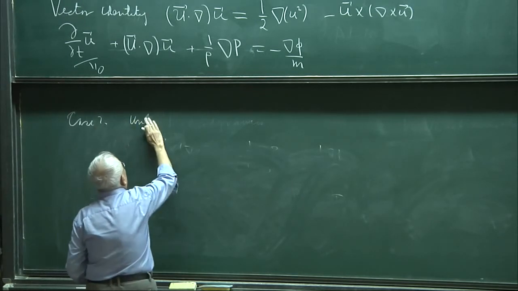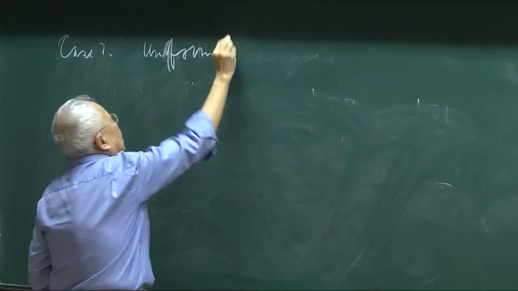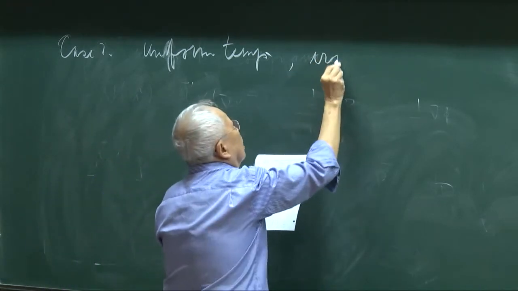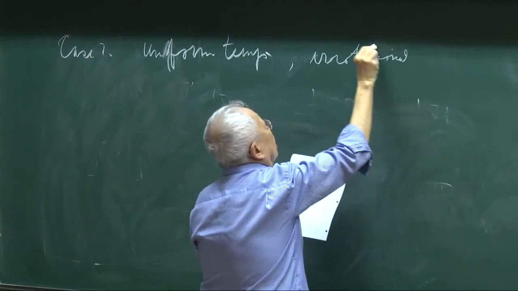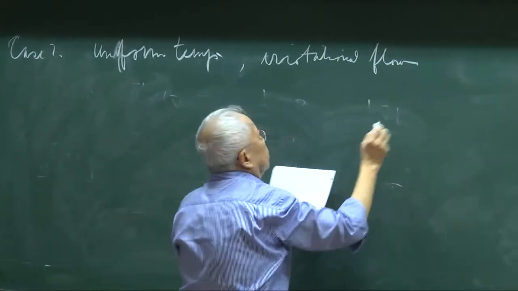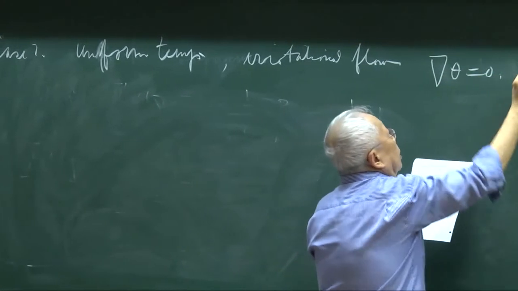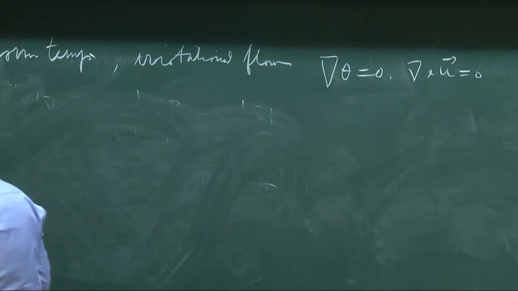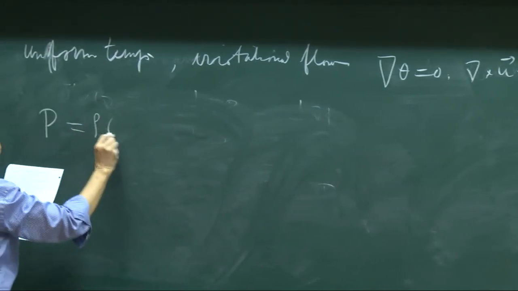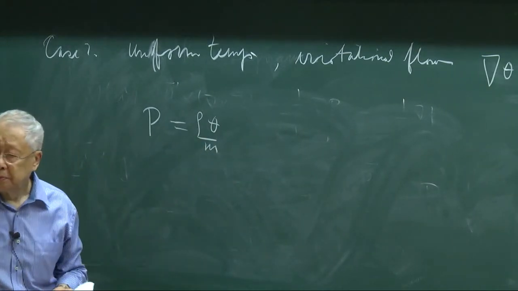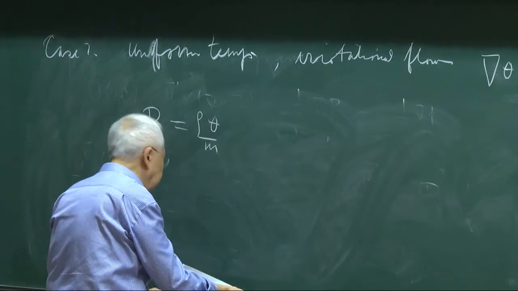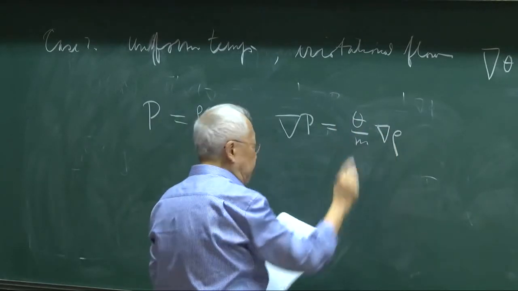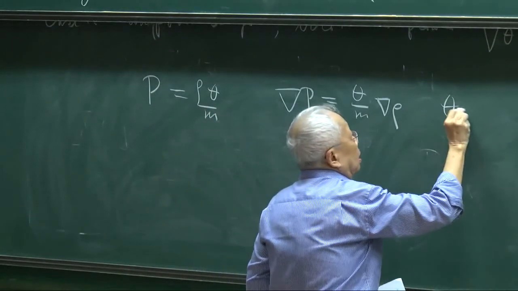Uniform temperature. Irrotational flow. So that gradient theta is equal to 0. Curl U is equal to 0. But for an ideal gas, P is equal to rho theta over m. This is the ideal gas equation of state in terms of theta and rho. And therefore the gradient of P is theta over m times gradient of rho, theta being a constant. And that theta is where kT is.